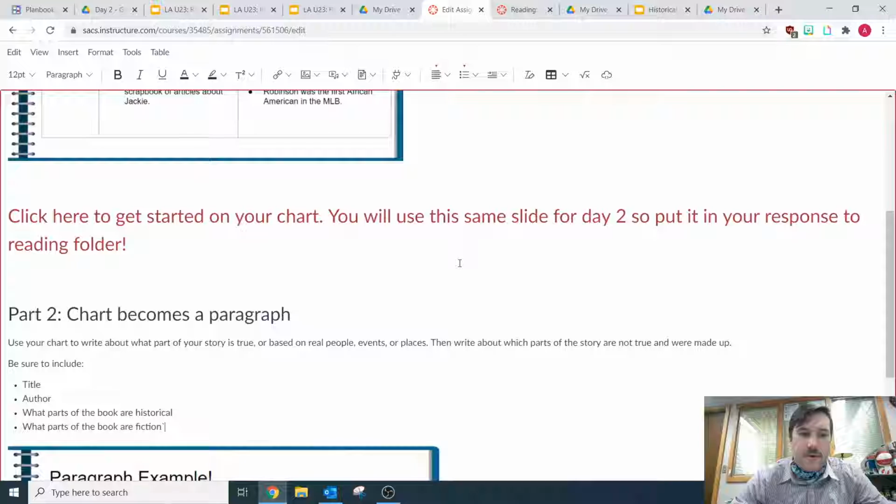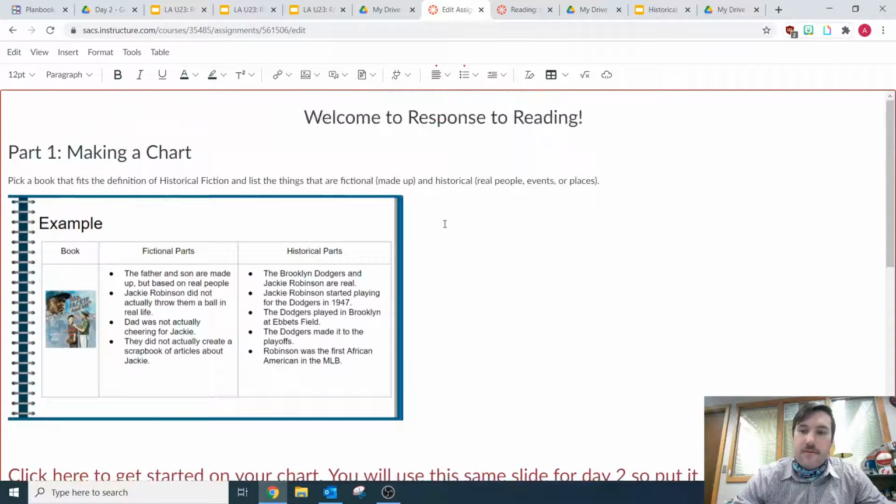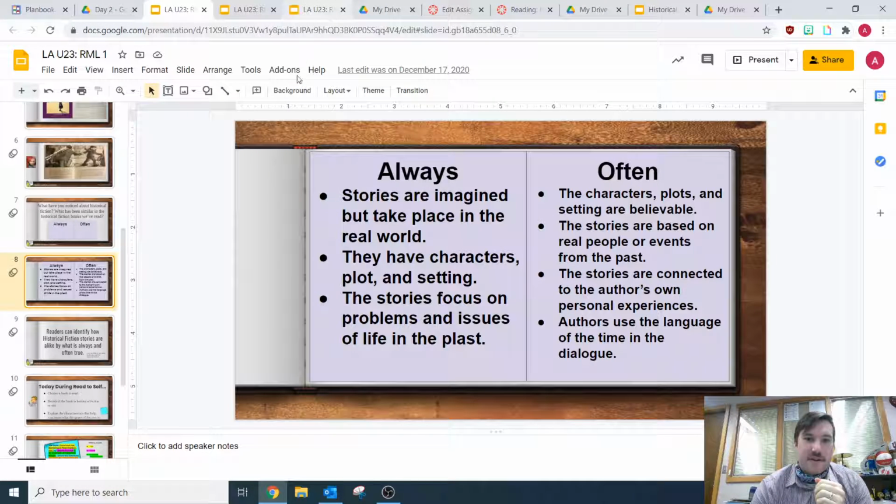This week we are going to be talking about historical fiction. We've been talking about historical fiction for the past couple of days, and now you're going to get an opportunity to write about historical fiction. First you need to pick a book that fits this definition of historical fiction that we came up with.